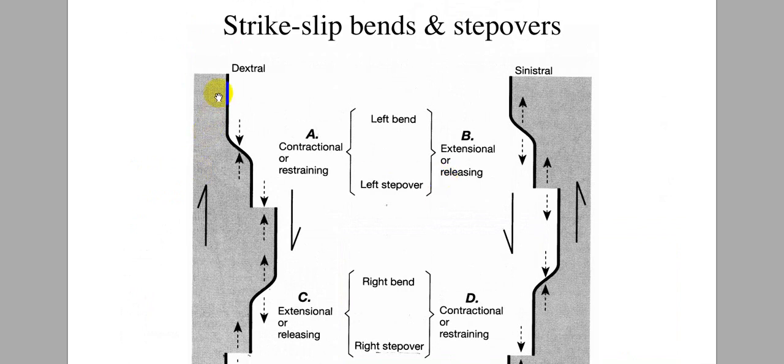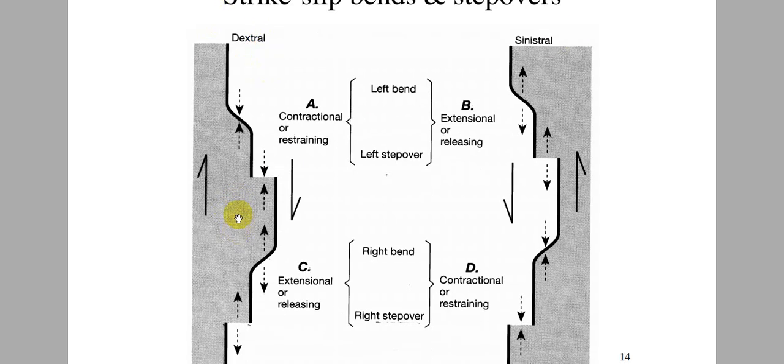We have two types of faults in strike slip: one dextral, one sinistral. If we make this stepping a left stepping with a dextral sense of movement, look, it's dextral because the right block is moving towards me and the left block is moving away from me. So this gray area moves up and this white area moves down. This bend is subjected to local compression, so it's called a contractional or restraining bend.